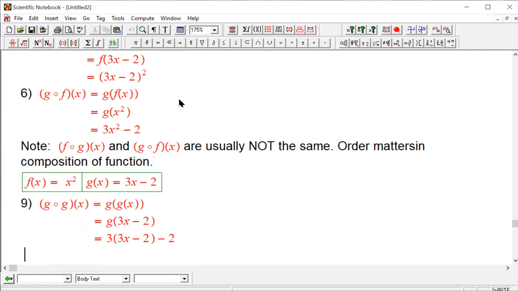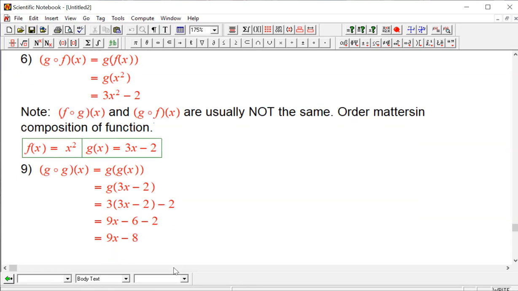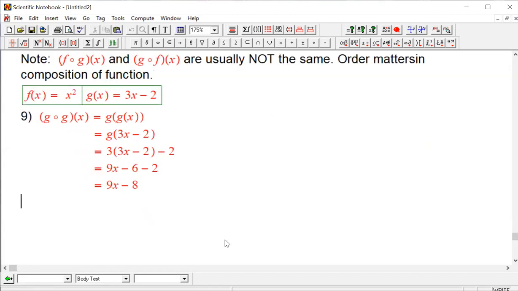Okay, that's the result of the composite function G composite G. So if we distribute 3, we get 9x minus 6 minus 2, and in the end we get 9x minus 8. So that was that. So let's look at the second function, the second question. Okay, we have 6 questions there.